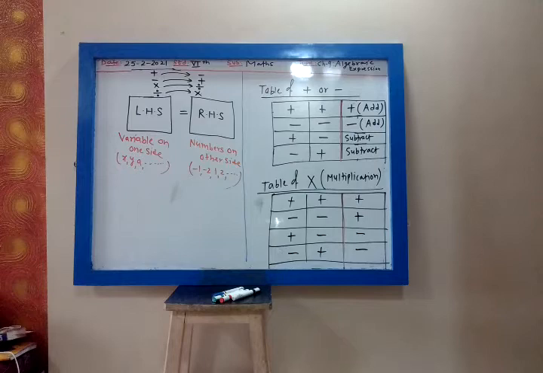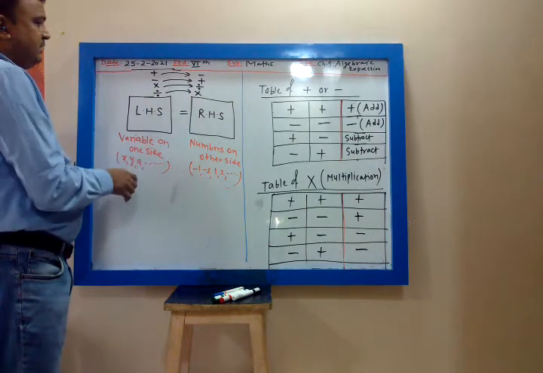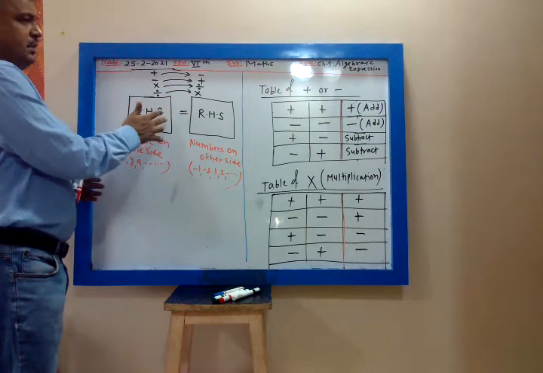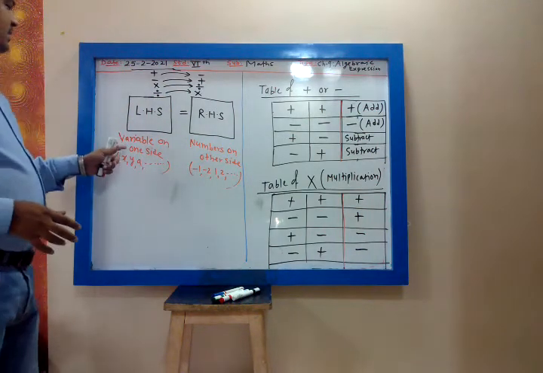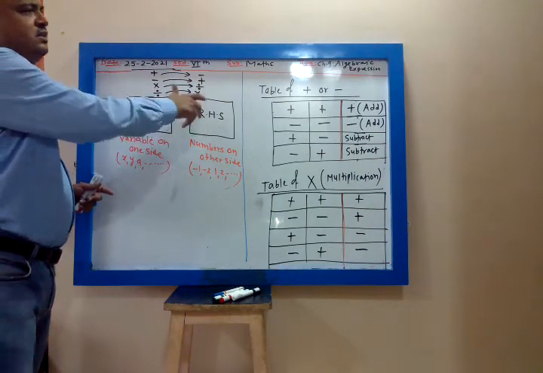Let me explain. We are given an equation. Any equation has two sides, left hand side and right hand side. On the left hand side we keep all the variables x, y, a, and on the right hand side we take all the numbers.